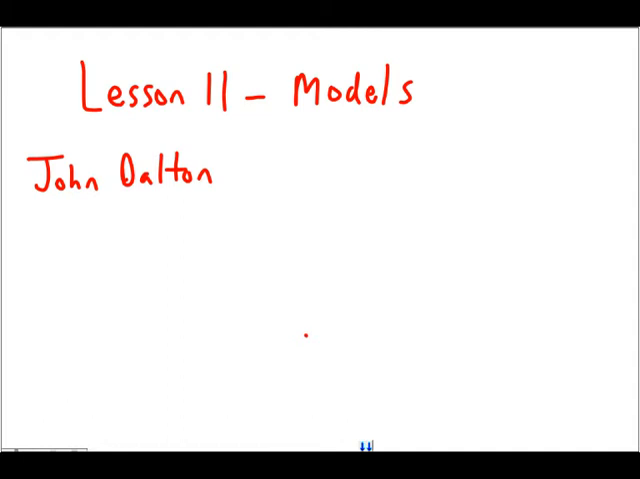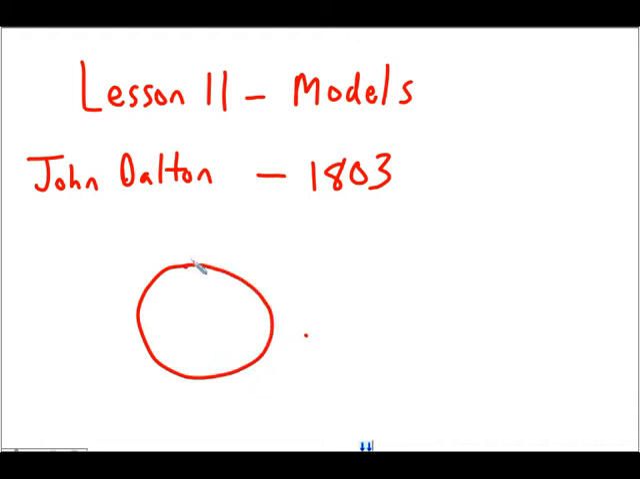The very first model was proposed by John Dalton, way back in 1803. John Dalton proposed that everything is made out of atoms. All of matter is made out of atoms. He proposed that atoms are like little tiny bowling balls, little solid spheres, and that they were indivisible. The word atom comes from the Greek word atomos, which means indivisible, indestructible. We now know that's not true, that atoms aren't these solid spheres, but instead are made out of smaller things: protons, neutrons, and electrons.